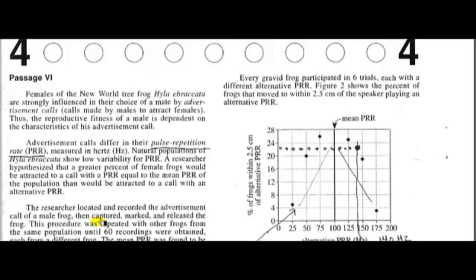Now, the reason that they recorded them first, captured them, and then marked them, and then released them is you can assume that 60 recordings is probably going to take more than one evening to do. So if they're in the similar area, because it's an experimental design, you can't just go from one tropical forest to another 400 miles away. You're going to have to be in the same area. So if you're in the same area, it's the same environment. You might have to do it on multiple nights.